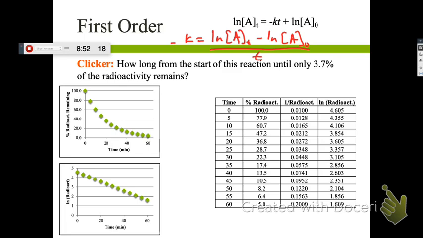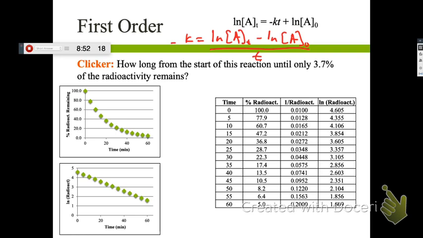So the natural log of AT is 3.7, and then you plug in the initial natural log, which is 4.605, and you divide that by 60 seconds, because that's the time between. Careful. I think you're mixing up two different steps. So before we do anything with the 3.7%, we have to figure out what K is. This is a great way to set that up.